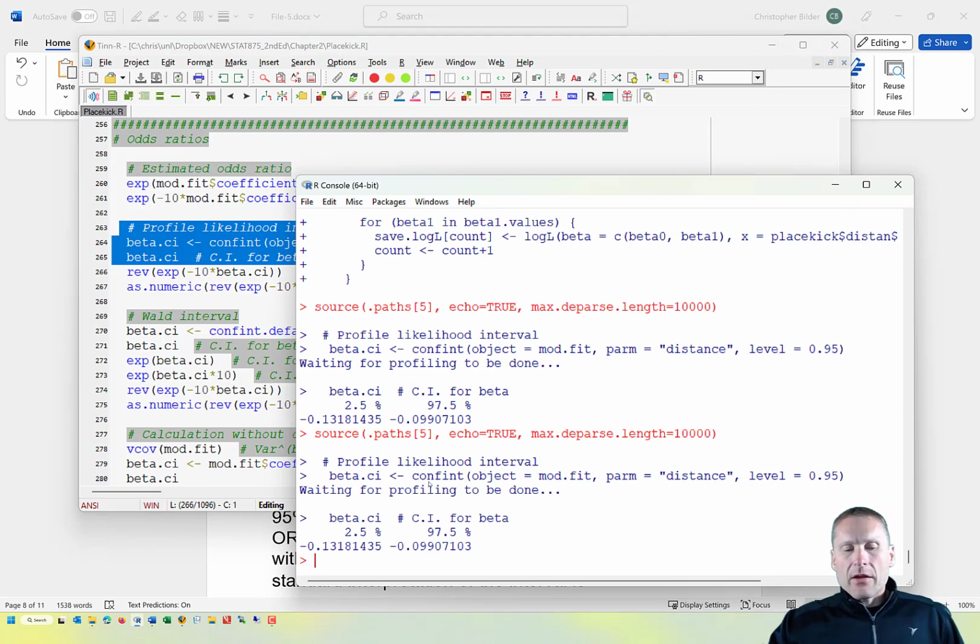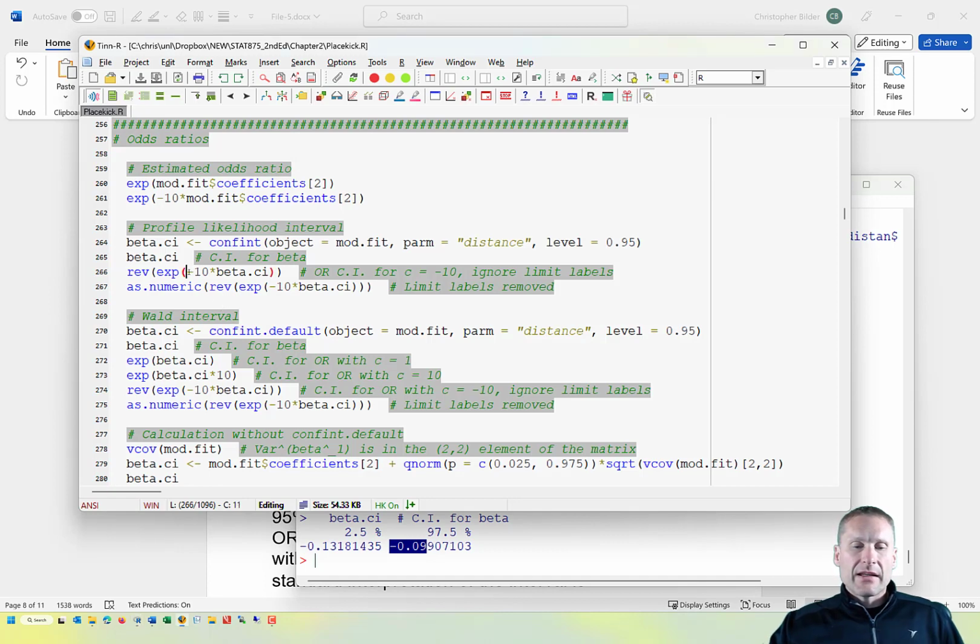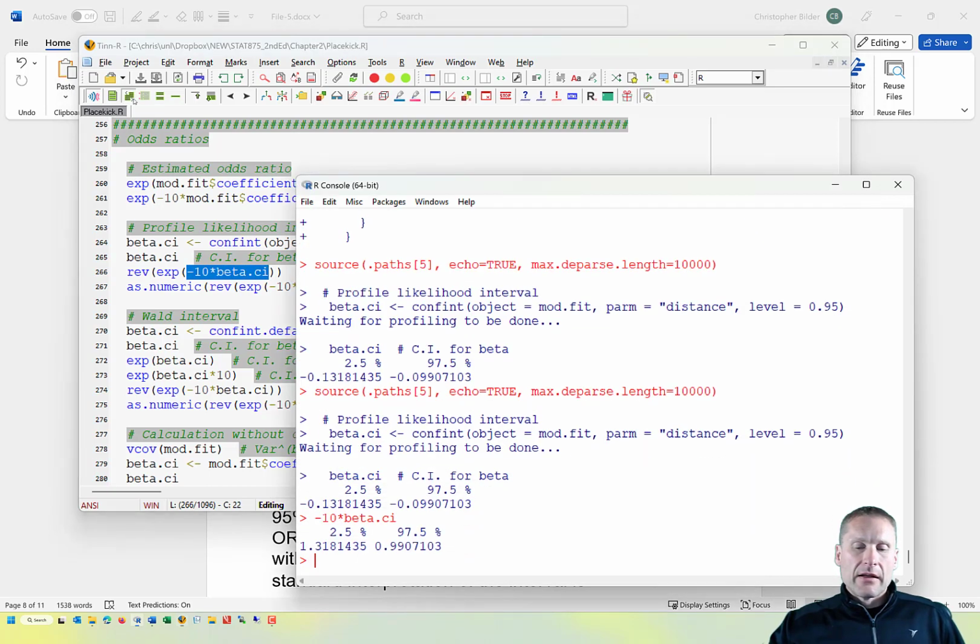Okay, so here's my corresponding confidence interval. The lower bound is negative 0.13. The upper bound is about negative 0.1. That's my profile likelihood ratio interval again for beta 1. We want to transform this now to a profile likelihood ratio interval for the odds ratio itself. So what I need to do is take the lower bound and the upper bound times negative 10. Now I have an interval for C times beta 1.